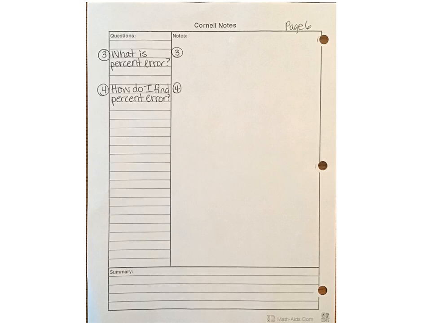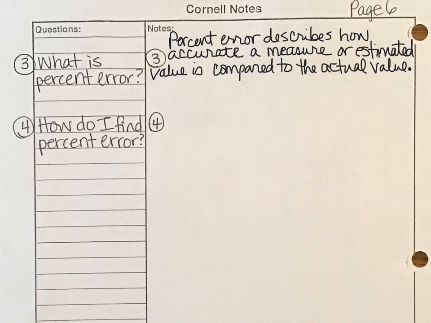Question number 3. What is percent error? Percent error describes how accurate a measure or estimated value is compared to the actual value. So again, we're going to be looking for differences between the estimated or the measured amount and the actual amount, and use that as a comparison tool to find the percent error.